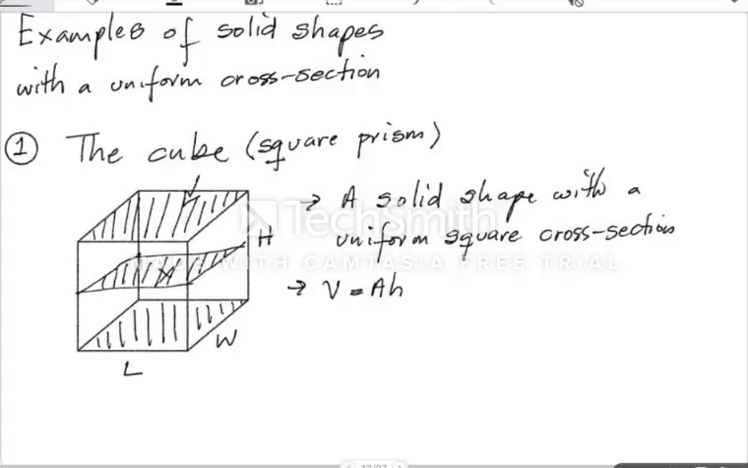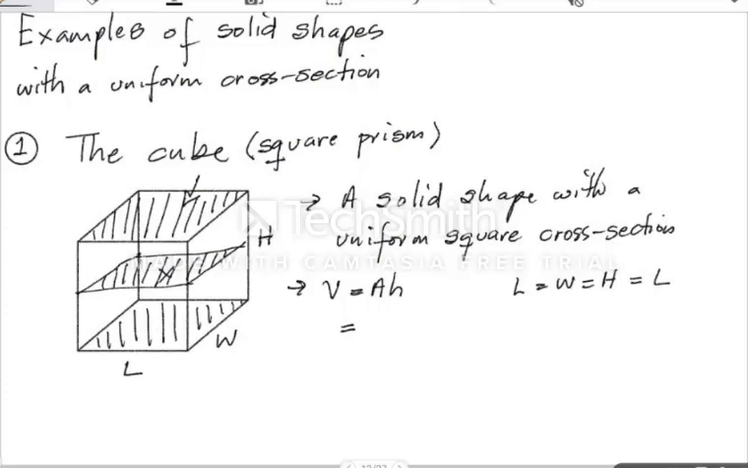Now, A in the formula, we said we're looking at the volume of a cube. For the cube, the length is equal to the width and is equal to the height. So you could just call all of them L. For the cube, the volume is equal to the area of the cross section times the height.